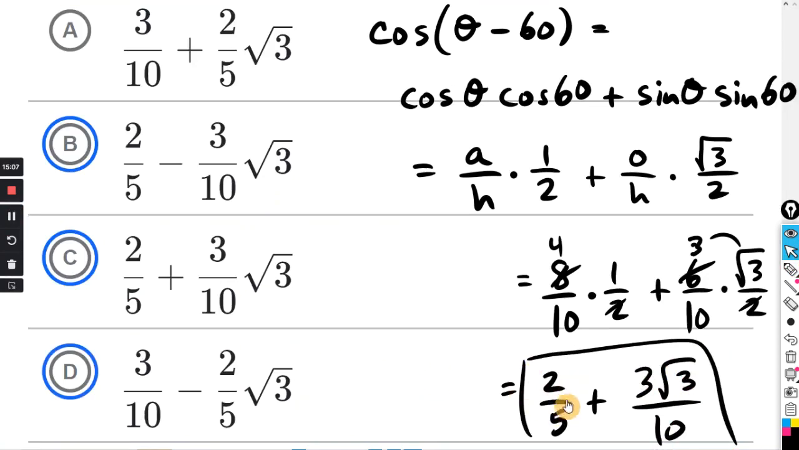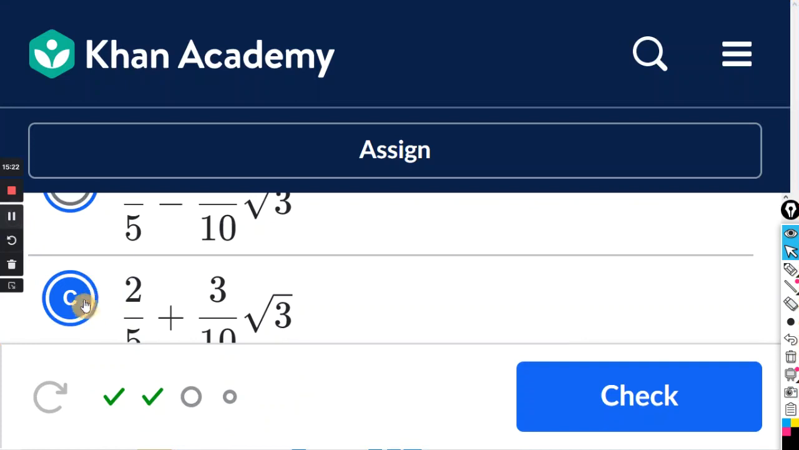Okay, we have positive 2/5. So it's either B or C. Right here, there's a radical 3 attached to the 2/5. And then we have 3 plus 3 radical 3 over 10. That's this one right here. Here it's minus. That's no good. So that is answer C.